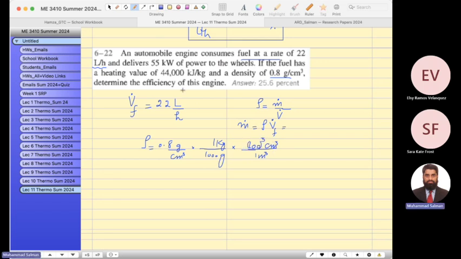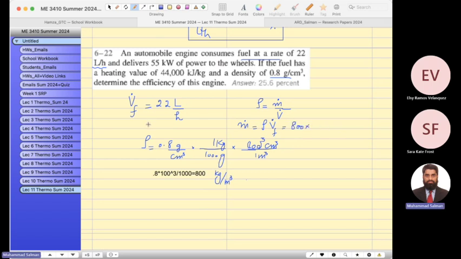So let's do this conversion here. So 0.8 times 100 to the power 3 divided by 1,000. I got 800 kilograms per meter cubed. That is the density, and from here I can write down 800 times.